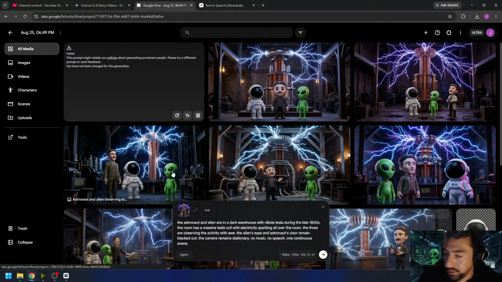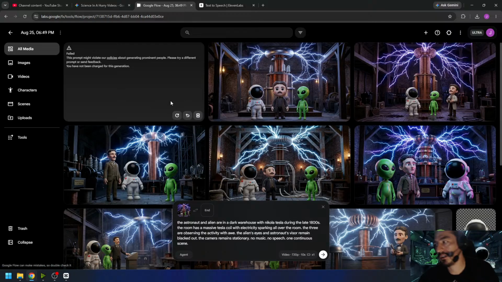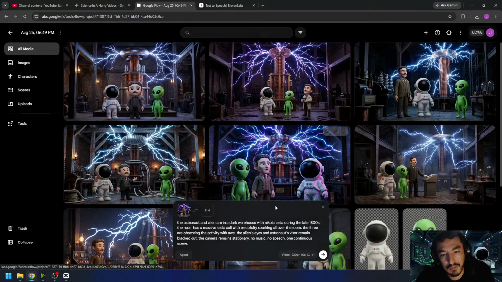Of course. So this is the one thing that's frustrating about VEO is that you'll get these violations of generating things with prominent people. Even though Nikola Tesla's long gone, it won't do it if I have the instructions with it. So I'll have to edit this.